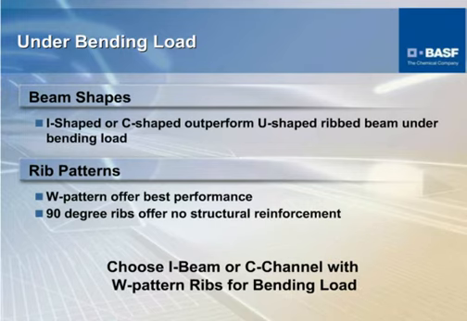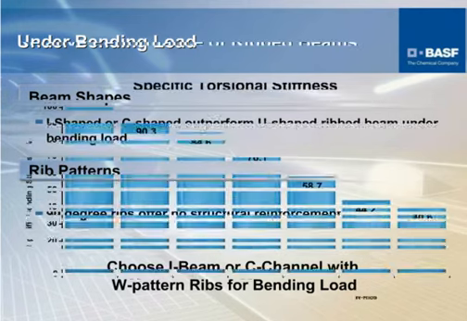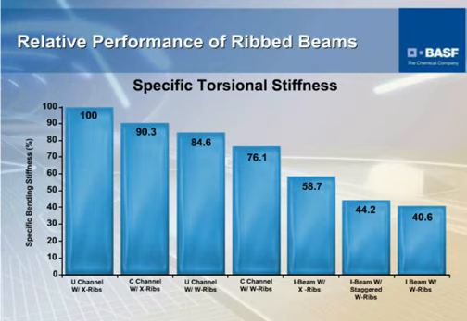This is just a summary of what we were just talking about. If you have a bending load, look at an I-shape or a C-shape cross-section with probably W patterns. And 90-degree ribs offer no structural stiffness at all, and that would be that ladder pattern that we talked about earlier. Okay, let's look at torsional stiffness.